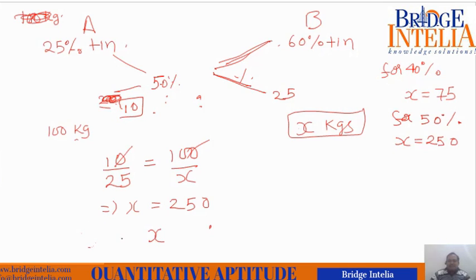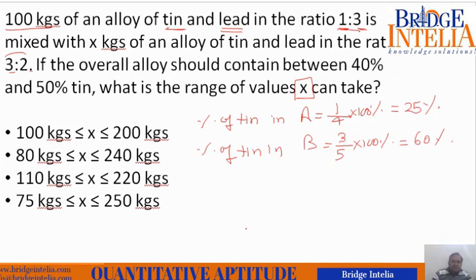So two extreme cases. X can lie anywhere between 75 to 250. So let's see the option 75 to 250. Anywhere between 75 to 250.